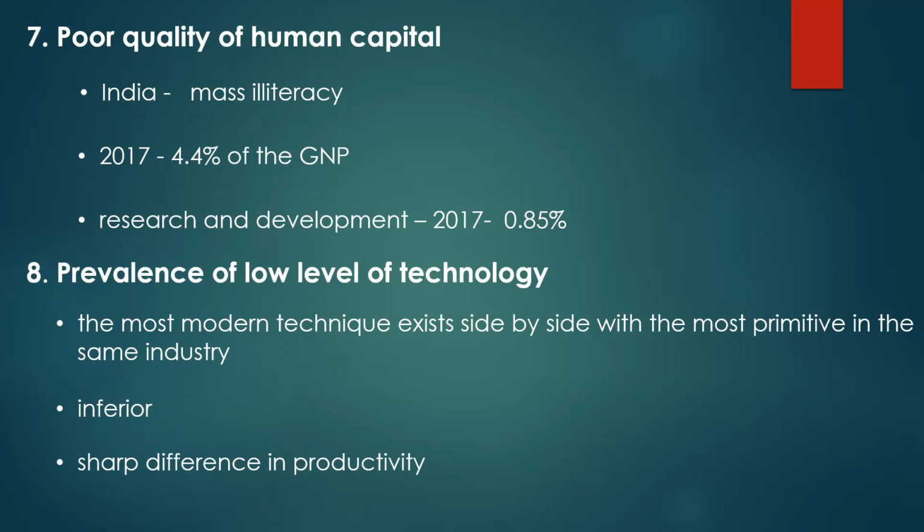The next characteristic is the prevalence of a low level of technology. In an underdeveloped economy like India, the most modern techniques exist side by side with primitive techniques in the same industry. But there is no gainsaying the fact that the majority of the productive units and a major part of the output is produced with the help of techniques which can be described as inferior, judged by modern scientific standards. The sharp difference in productivity between developed and underdeveloped nations can be traced to a considerable degree to the application of superior techniques by the former and inferior techniques by the latter.